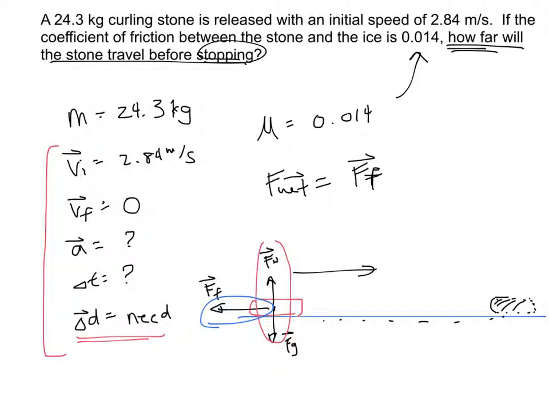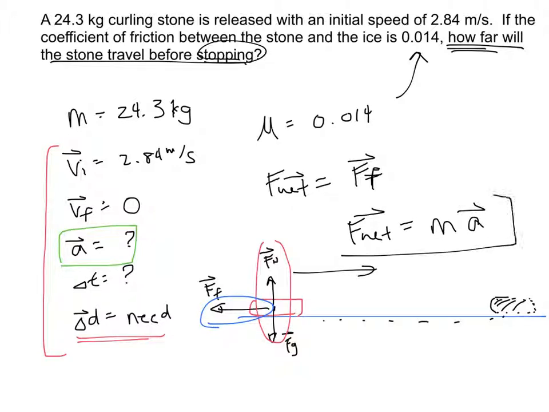But this isn't just kinematics. We actually know something about the forces, and the critical piece here, and I'm going to have to emphasize this over and over again, is that acceleration is the link between kinematics and dynamics. Remember, in kinematics acceleration showed up in a lot of formulas, and in dynamics it shows up in one really important formula. It's Newton's second law. It tells us that F net equals mass times acceleration.